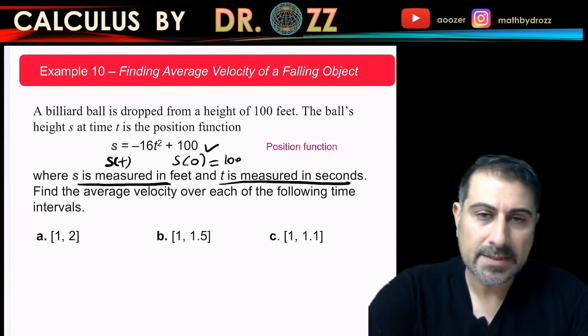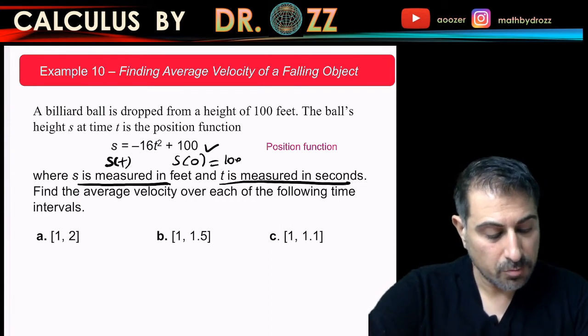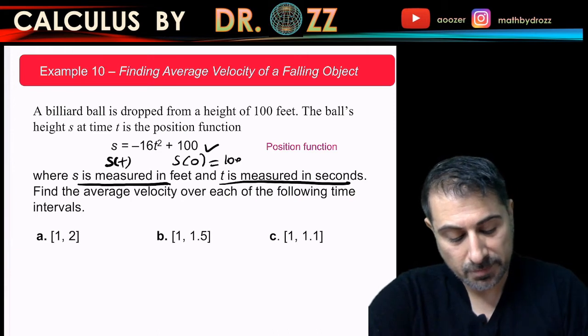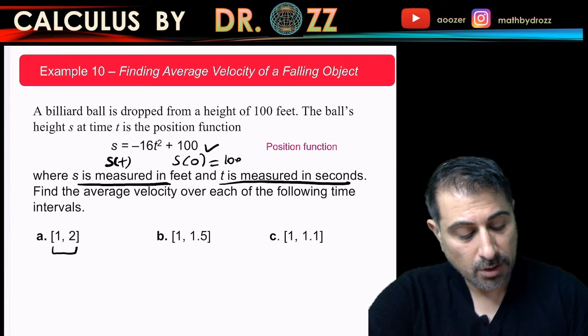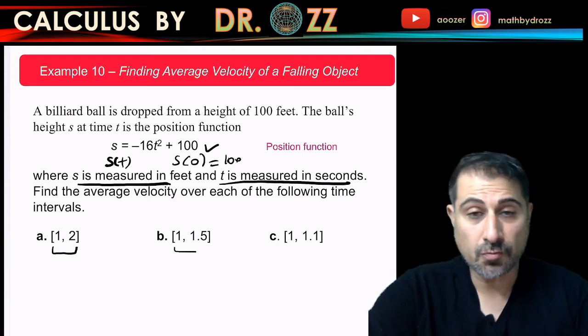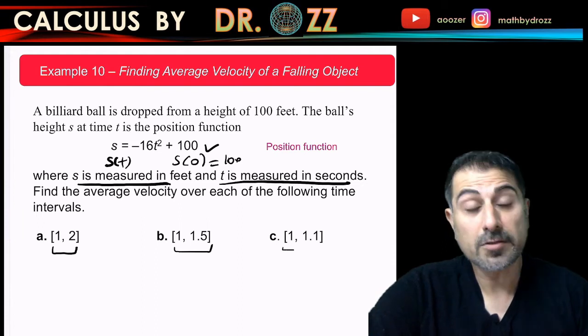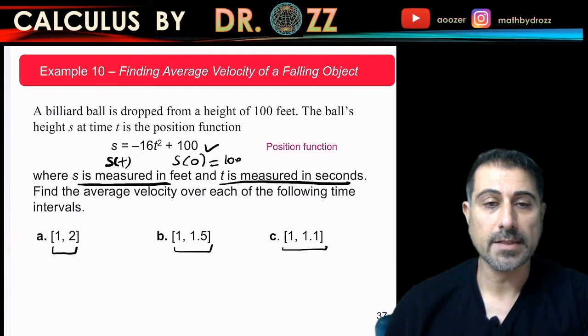So the question is asking to find the average velocity of the ball over each of the following time intervals: from t equals 1 to t equals 2 seconds, or from t equals 1 to t equals 1.5 seconds, and maybe even a shorter period of time, from t equals 1 to t equals 1.1.